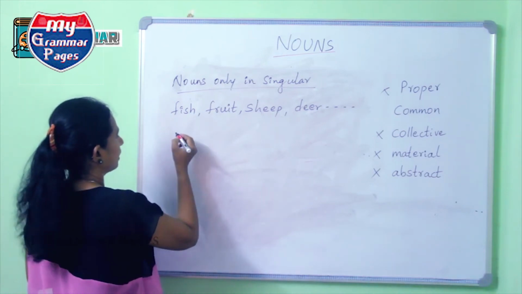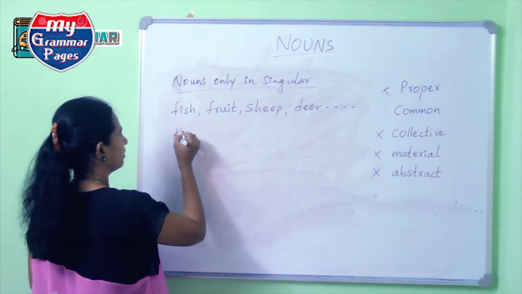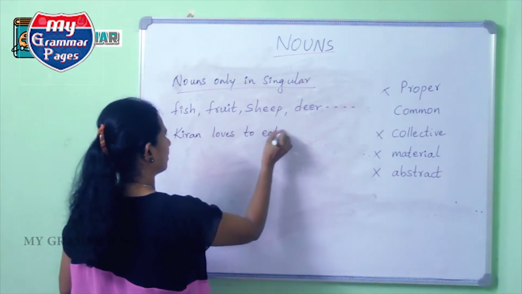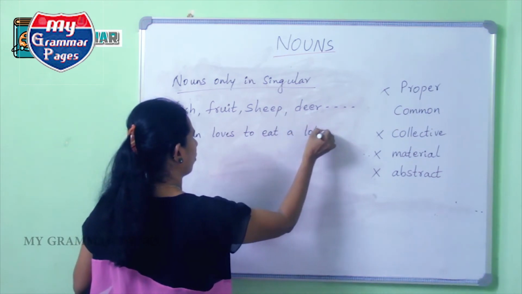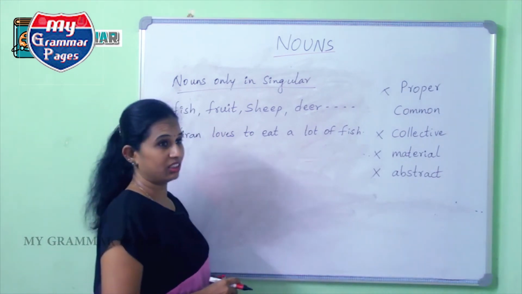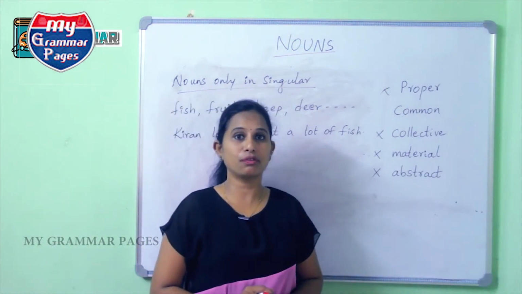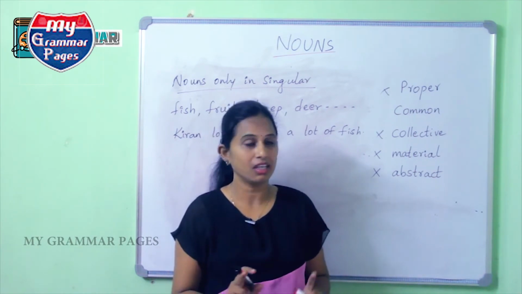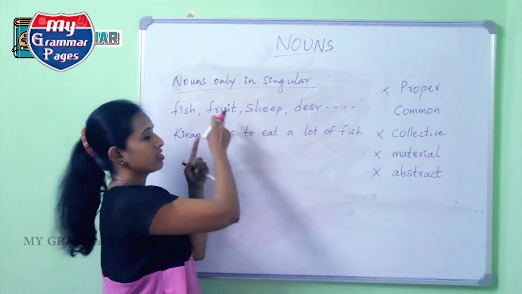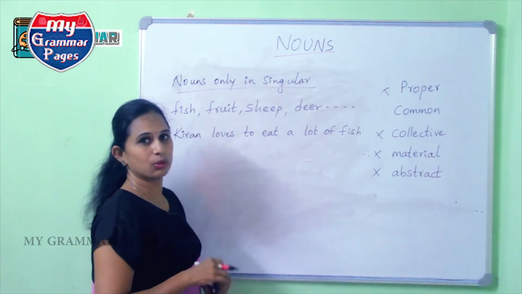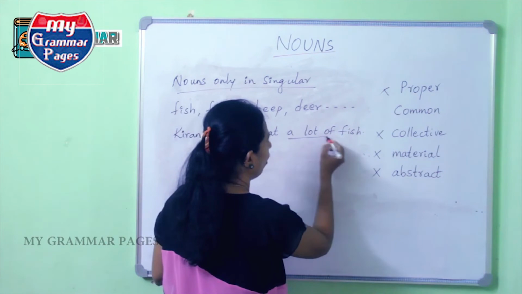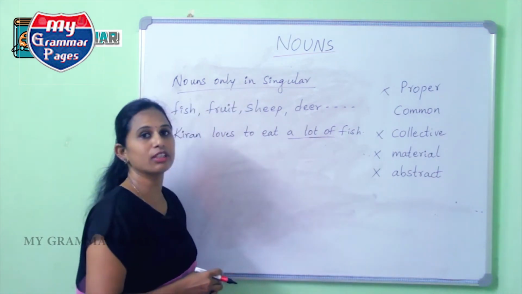For example, Kiran loves to eat a lot of fish. We are not using the word fishes. Earlier we used to have fishes, fruits. We don't have sheeps and deers, but we used to add plural form to this one, making it as fishes and fruits. But right now in present English, we are not using the plural form of fish and fruit. So in a lot of fish, the words a lot itself say that we are taking the fish in plural.